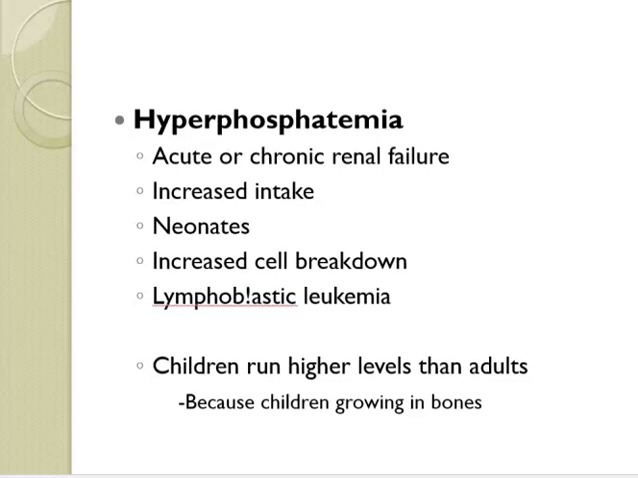On the opposite side, hyperphosphatemia can be a result of acute or chronic renal failure or increased intake. Neonates usually have higher phosphate levels. You can have hyperphosphatemia as a result of increased cell breakdown or lymphoblastic leukemia. Children have higher levels than adults as a result of growing bones.